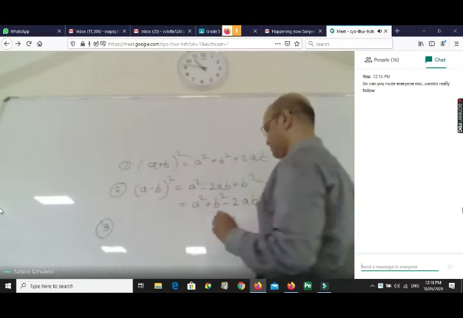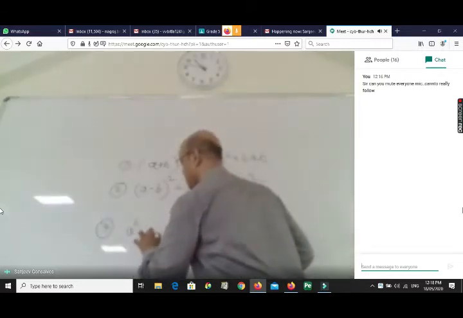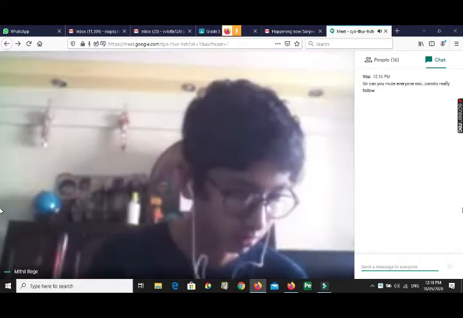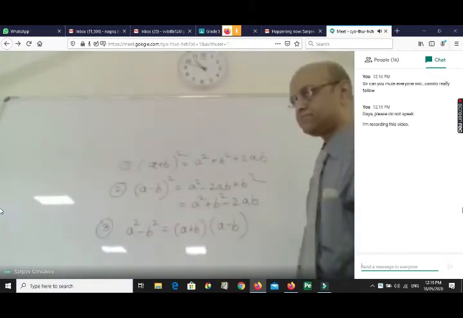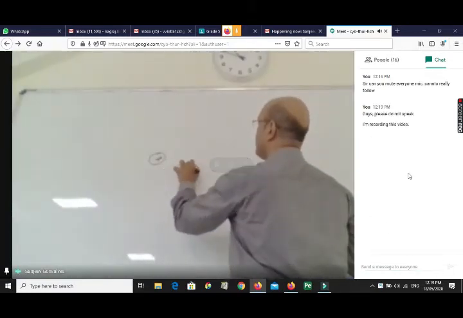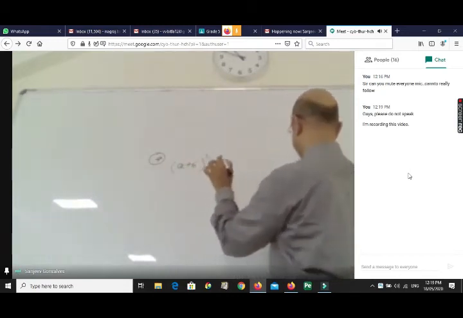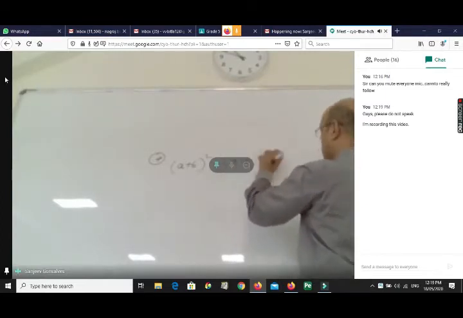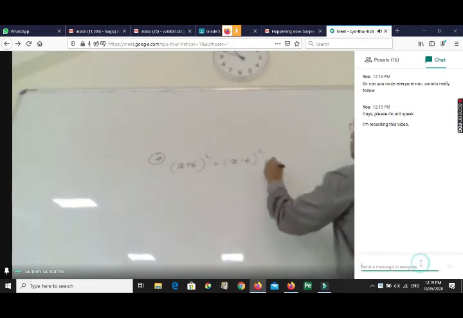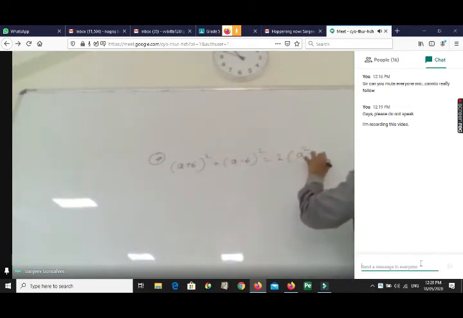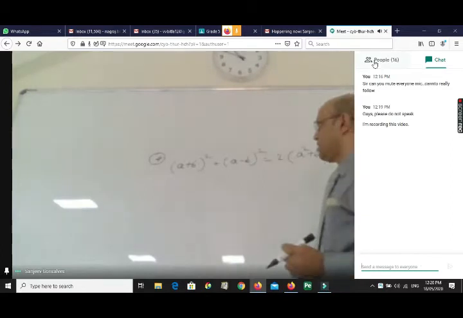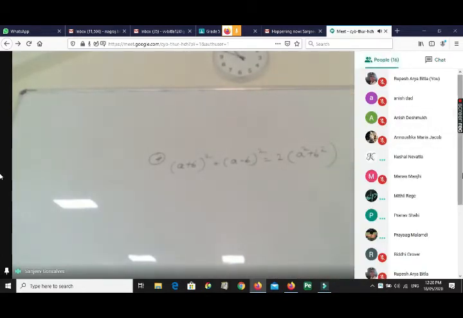The third formula is, if it is a square minus b square, what is the expansion for this? (a plus b) in one bracket, (a minus b) in another bracket. The fourth formula: (a plus b) whole square plus (a minus b) whole square is equal to 2 inside the bracket (a square plus b square). Please write the formula.